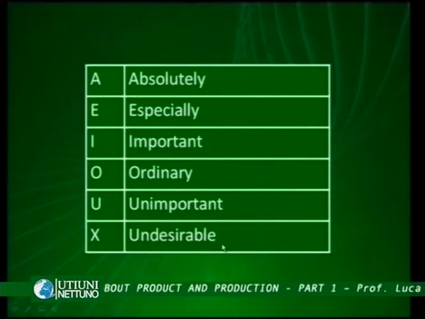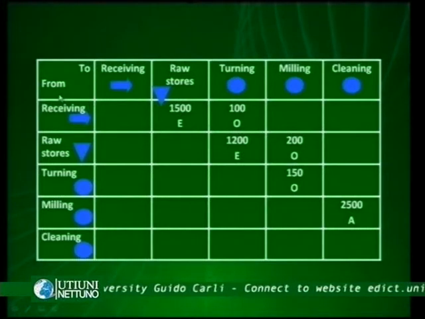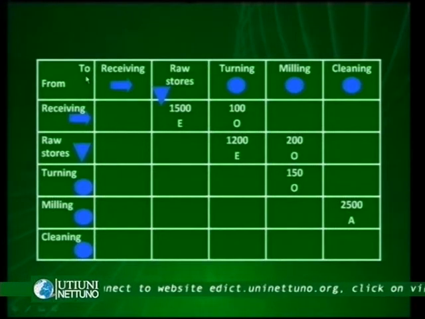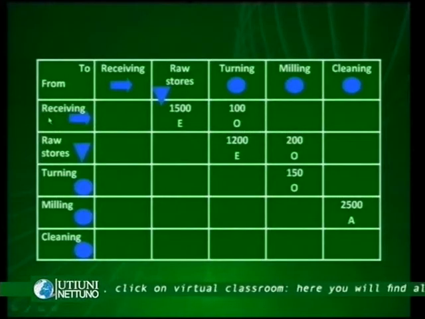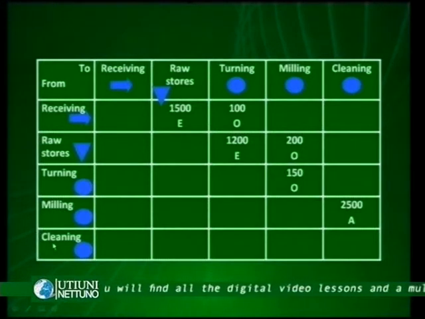So within this classification of relationships between the different areas of the plant and within the different resources of the plant, we might have a scheme like this, pictured in this table. So we have the flows of possible combinations from two. So we have two elements, the sender somehow and the receiver to some extent. So we have different activities: receiving, raw stores, turning, milling, cleaning.